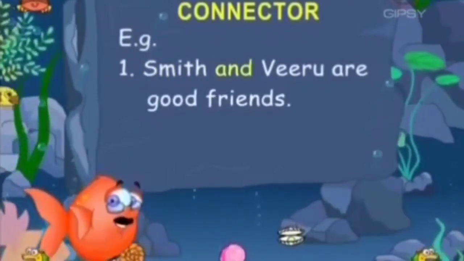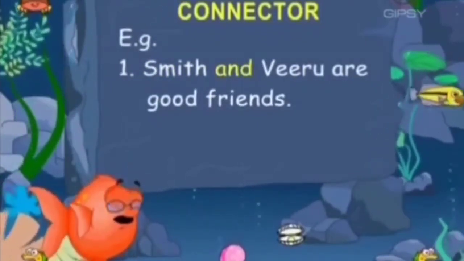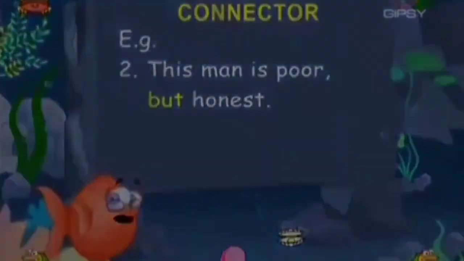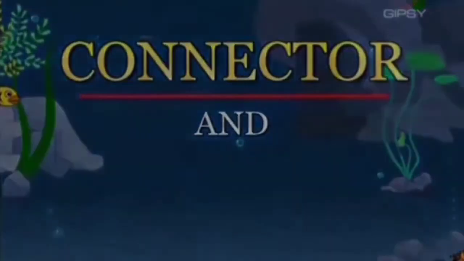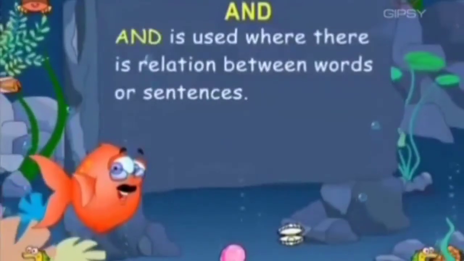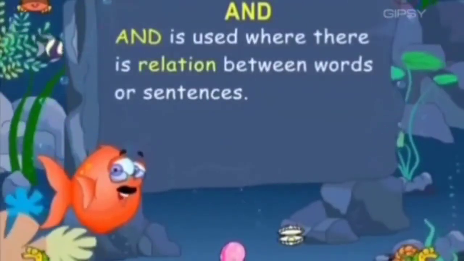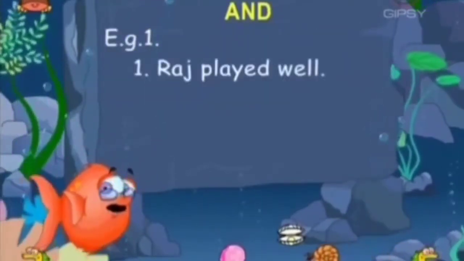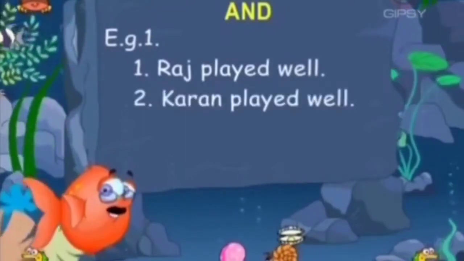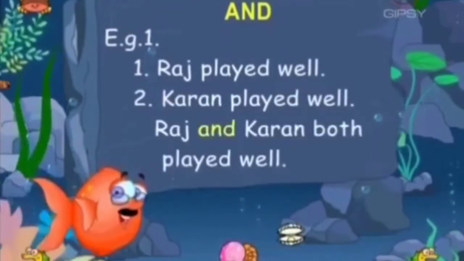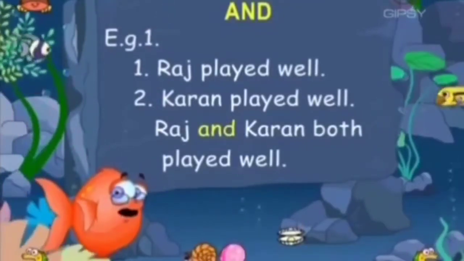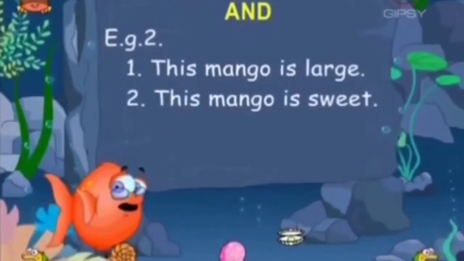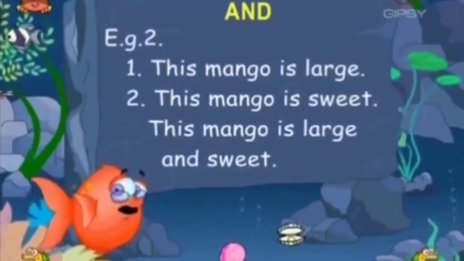Example 1. Smith and Veeru are good friends. Example 2. This man is poor but honest. The word "and" is used where there is a relation between words or sentences. Example 1. Raj played well. Karan played well. Raj and Karan both played well. This mango is large. This mango is sweet. This mango is large and sweet.